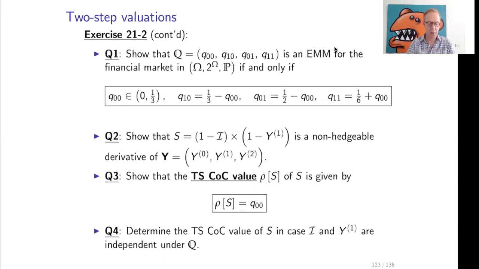Now, finally, question 4. Determine the two-step cost of capital value of S in case I and Y1 are independent under Q. So, even if there is independence between I and Y1, between the survival index and the stock, that doesn't mean that there is independence under Q, but let us now assume that there is independence under Q. What is in this case the two-step cost of capital value of S?